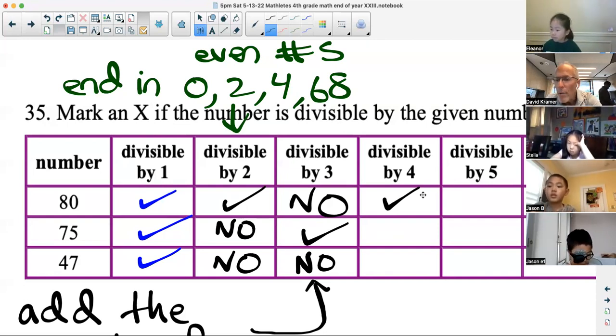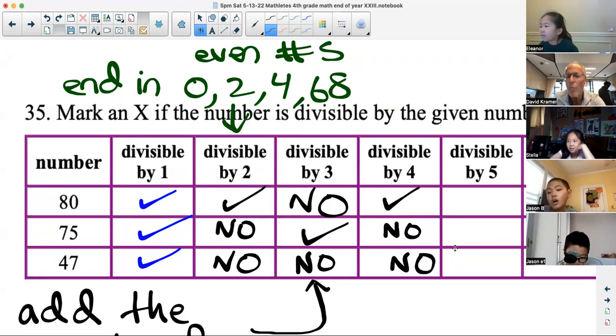Now, what do you guys think about 75 and 47? No. Why not, Eleanor? Because that's not even. Guys, there's no way that 4 is going to go into an odd number, ever. You have to first make sure that it's even. It must be even, and it must be a multiple of 4. And 75 and 47 are not.